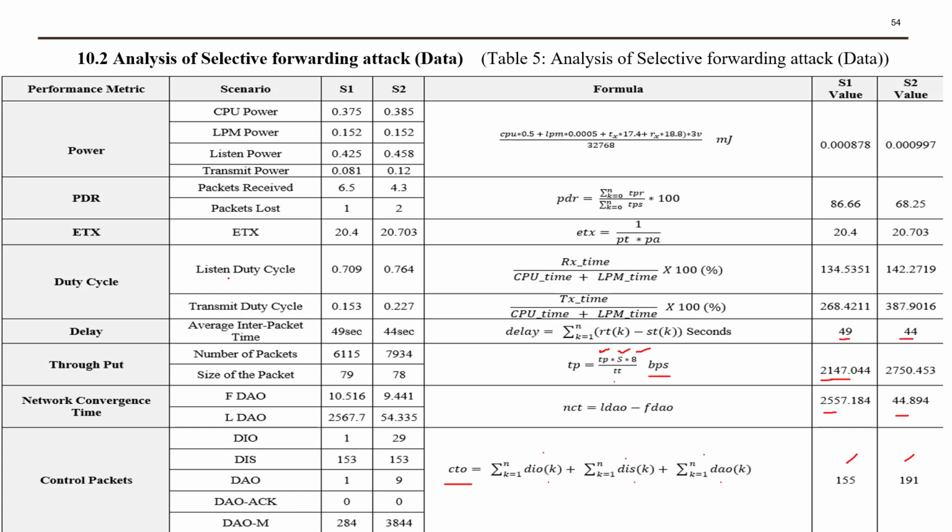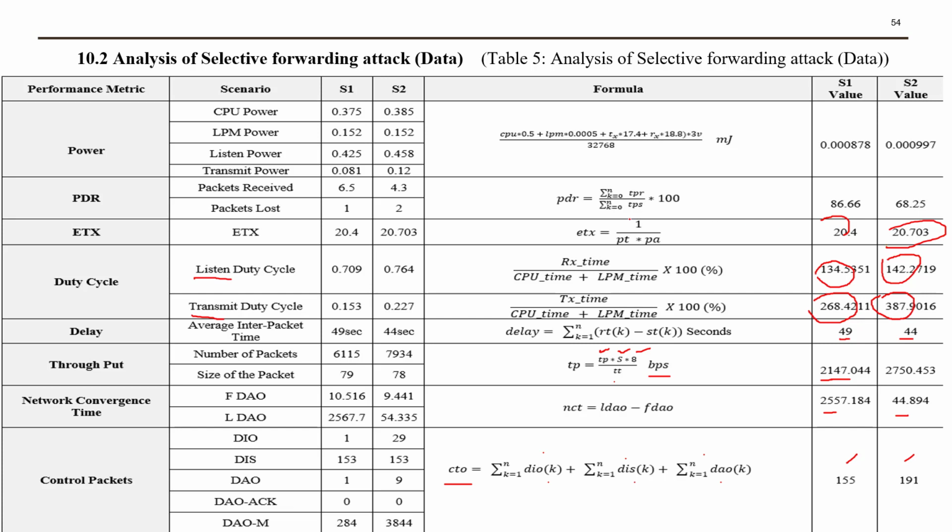Then duty cycle, there are two types available: listen duty cycle, transmit duty cycle. So how much electricity we spend for listening, how much electricity we spend for transmitting. So this is 134% of electricity spent for listening, 268 for transmitting the data. Here 142% of electricity is used only for listening, and 387 is used only for transmitting the data. Then ETX means exchange transmission. That means the number of jumps needed from the node to the sink. So this is 20 and 20. It is almost the same.